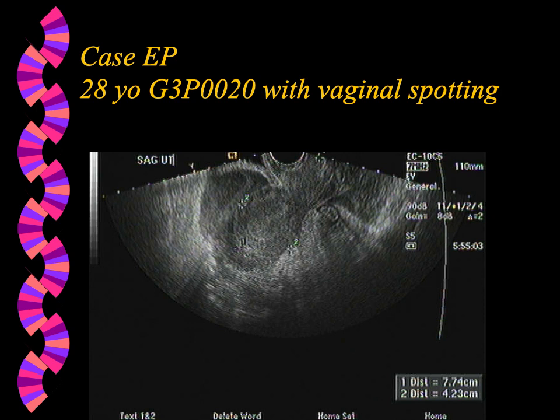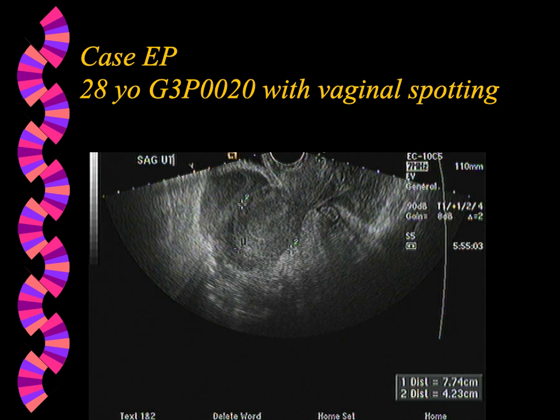Our next patient is a 28-year-old G3P0020 who presented with vaginal spotting. And what we can see on this slide is her uterus, which does not show a gestational sac within it. We see anterior to her uterus some blood and clot, and then anterior to that, we can see just a slight corner of her bladder.